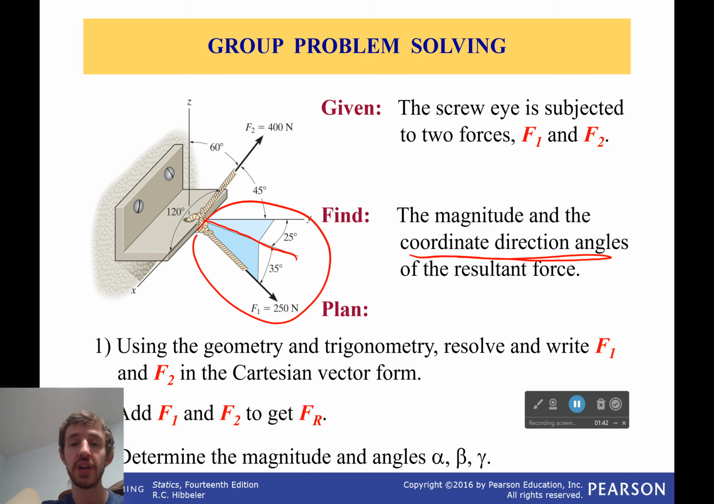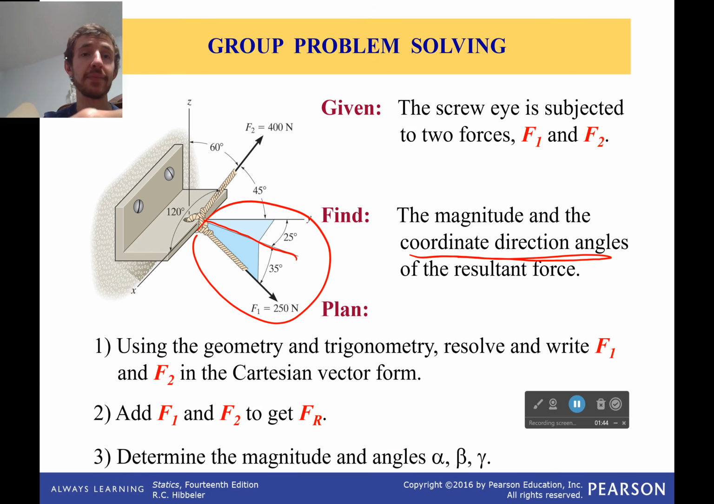Now, what's your plan? Well, you're going to use geometry to break up F1 and F2 into their Cartesian vector form. You're going to add them together, and then you're going to determine the magnitude and the angles alpha, beta, and gamma, which are the coordinate direction angles, after you do that.